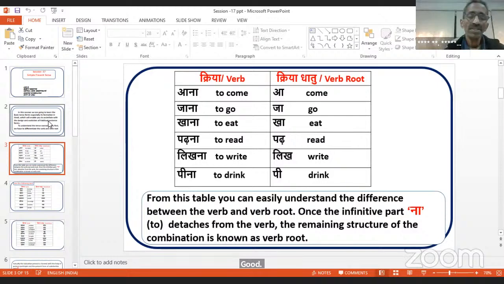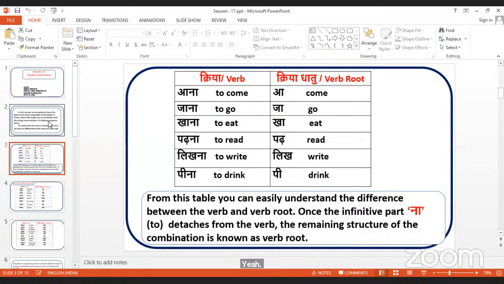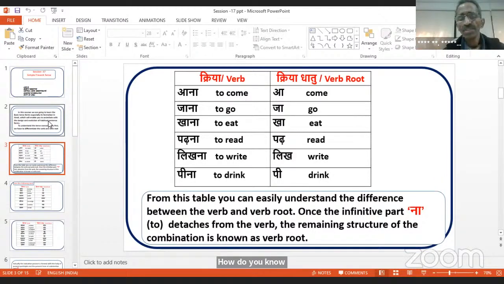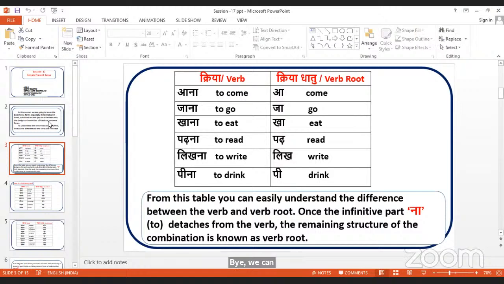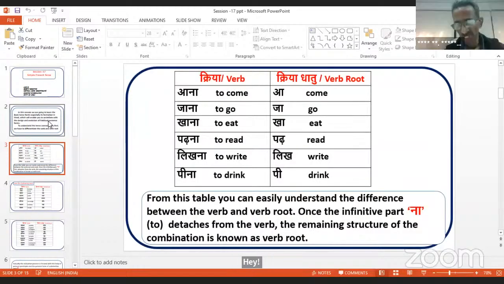Jana, ja. Khana, kha. Padhna, pad. Likhna, likh. Right, good. Pina, pi.